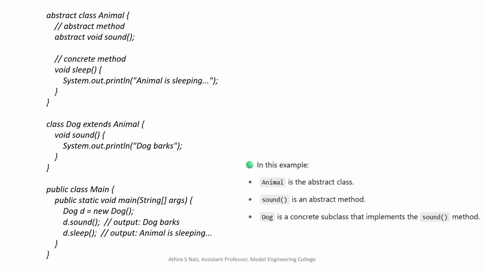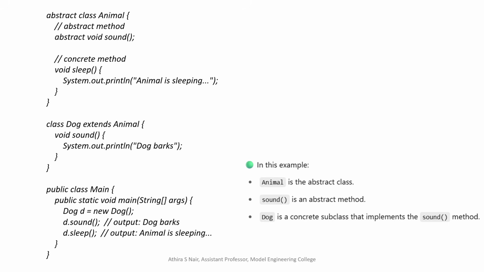Now in the concrete method, we have void sleep. This is common for all animals. So here we are printing "Animal is sleeping." Now we are creating another child class or subclass, Dog, that is inheriting the main class Animal. So extends is the keyword used for inheritance. That is, here we are creating a child class Dog that extends the main class Animal.